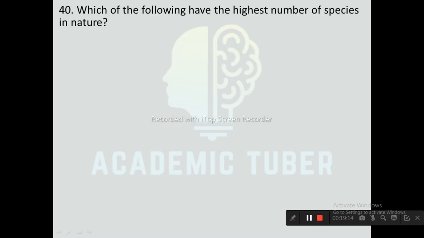Next one, which of the following has the highest number of species in nature? And the options are insect, birds, angiosperm, fungi. And the correct option is insect. Insects have the highest number of species.